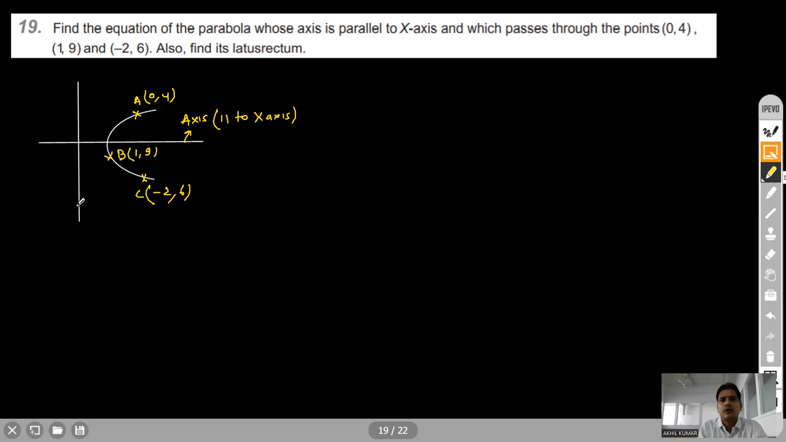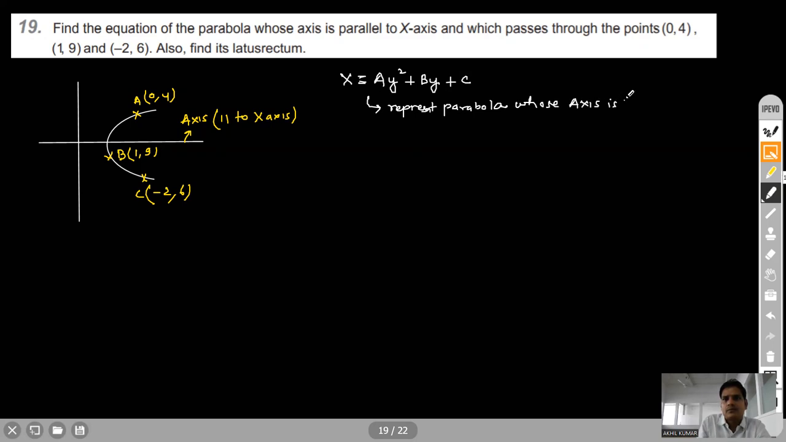So how can we do that? Any parabola whose axis is parallel to x-axis, we can write in this form: x is equal to ay square plus by plus c. This equation will represent a parabola whose axis is parallel to x-axis, right?